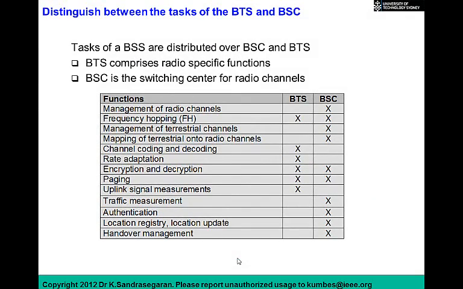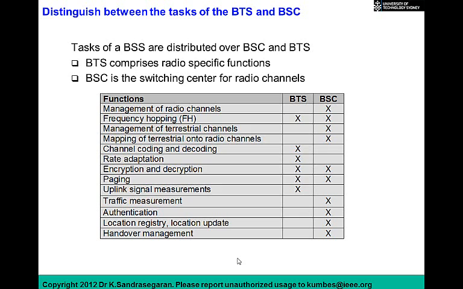This table here tells you important tasks that are performed by the BTS and the BSC in a mobile network. The BSC is responsible for the management of radio channels, as we mentioned. During handover, we need to be able to allocate new radio channels to a mobile subscriber, and that function is performed by the BSC. And then we also have functions such as frequency hopping.